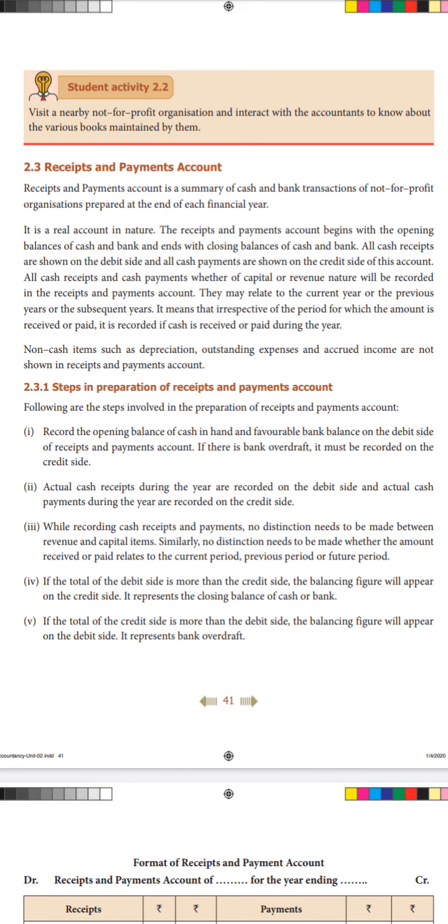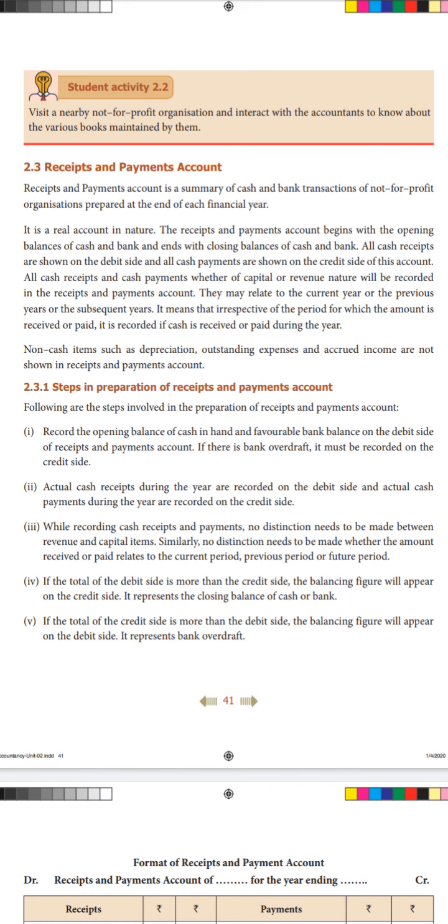Also, non-cash items like depreciation and outstanding expenses are not shown in your receipts and payments account.